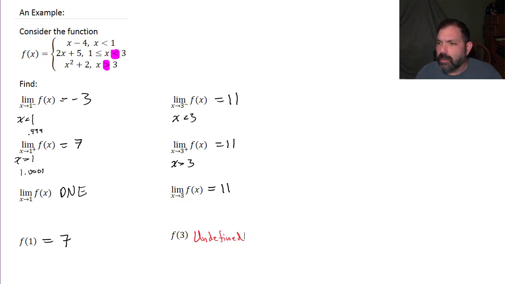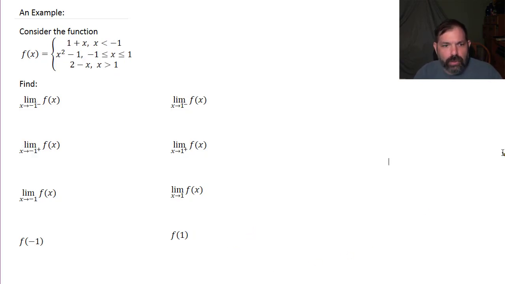All right, so here's another example. It's a similar type of exercise. I would like for you to pause and try this one out on your own. All right, so we again have a function defined in 3 pieces. It's defined as 1 plus x if x is less than -1. It's defined as x squared minus 1 if -1 is less than or equal to x is less than or equal to 1. And it's defined as 2 minus x if x is greater than 1.